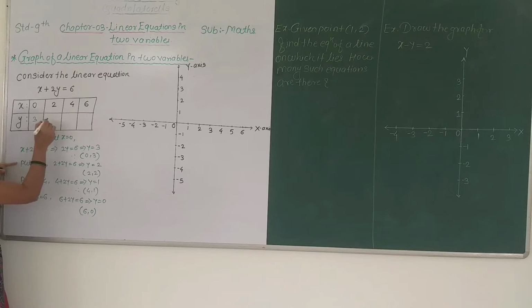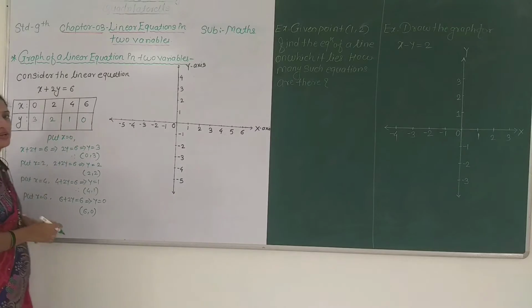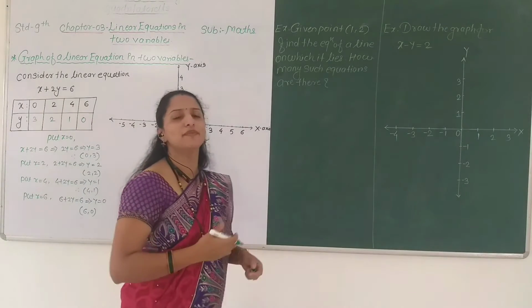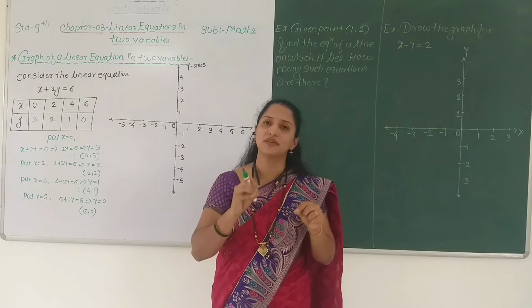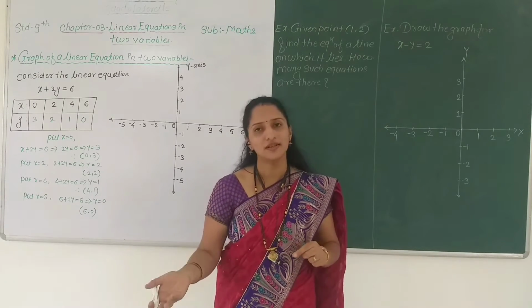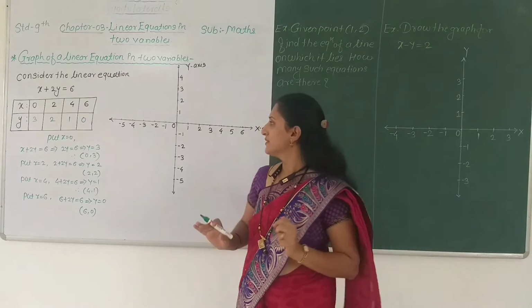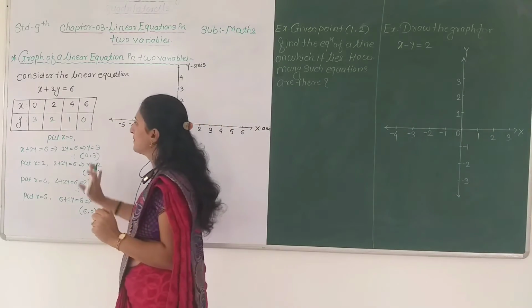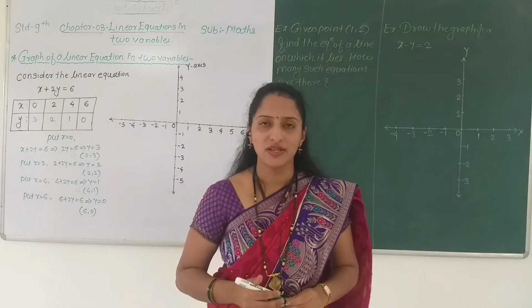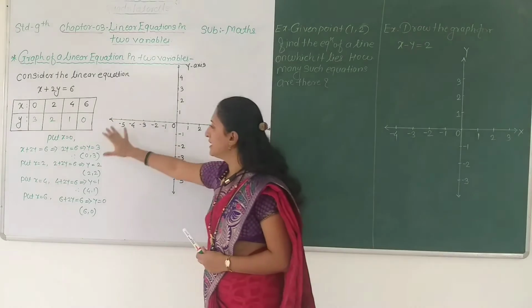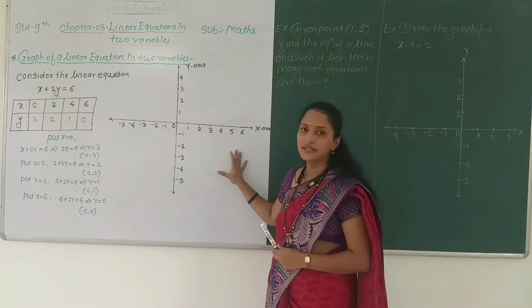When I put x is equal to 2, I get y is 2. When I put x is equal to 4, I get y is 1. When I put x is equal to 6, I get y is 0. In this way, I can find infinitely many solutions for this linear equation. Whichever value you like, substitute it for x and obtain the value for y. These are sufficient values for drawing the graph of this linear equation. So now I am going to plot these points on the plane.